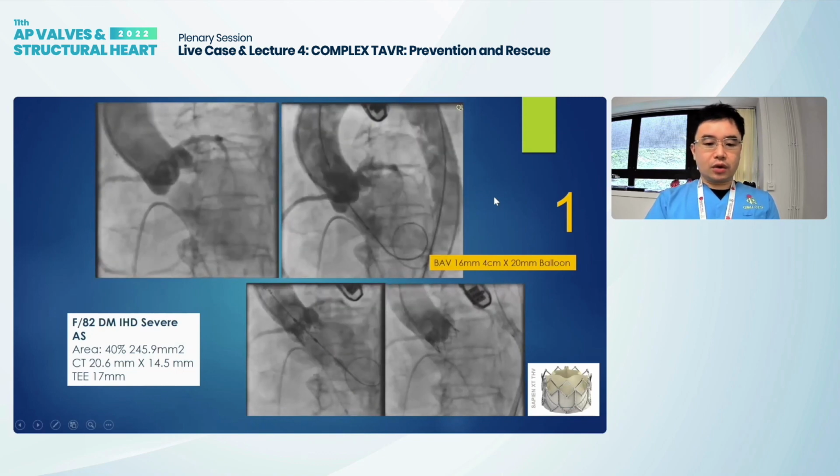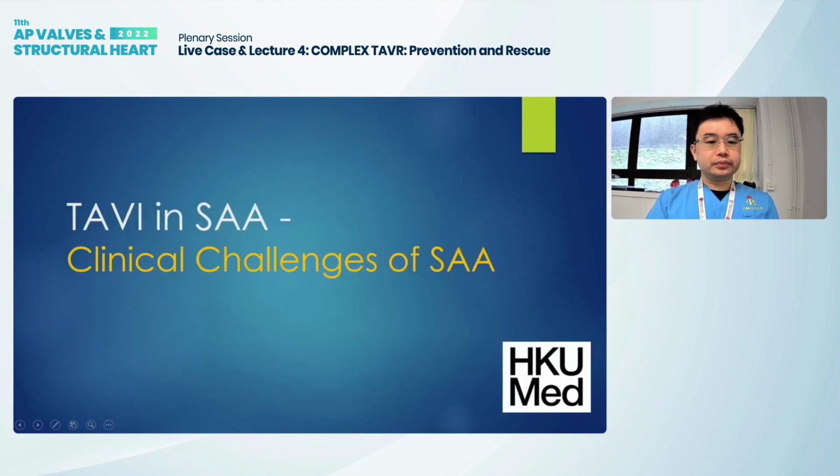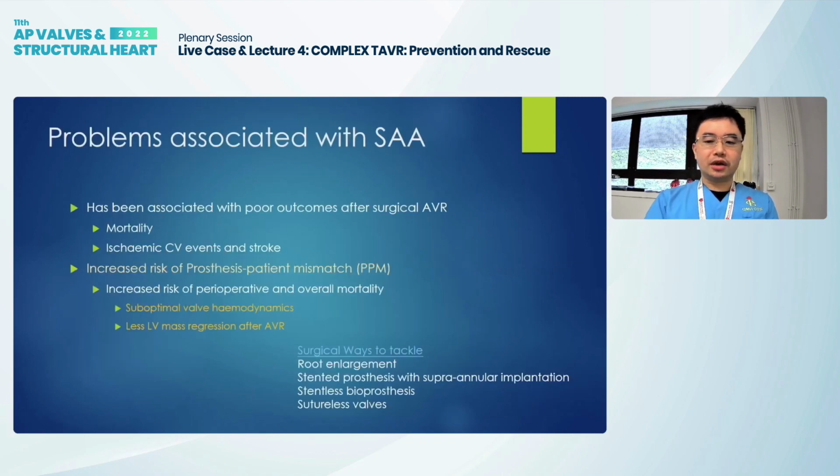So in this case, we decided to put in a 20 millimeter valve. What are the challenges for small aortic annuli? First of all, from the surgical experience, it links to higher mortality, more ischemic cardiovascular events and stroke. It increases the risk of prosthesis patient mismatch, which in turn leads to increased perioperative and overall mortality due to suboptimal valve hemodynamics and less LV mass regression after AVR.